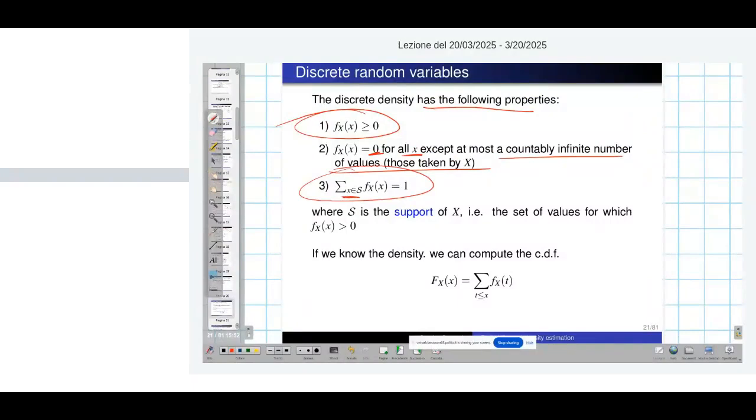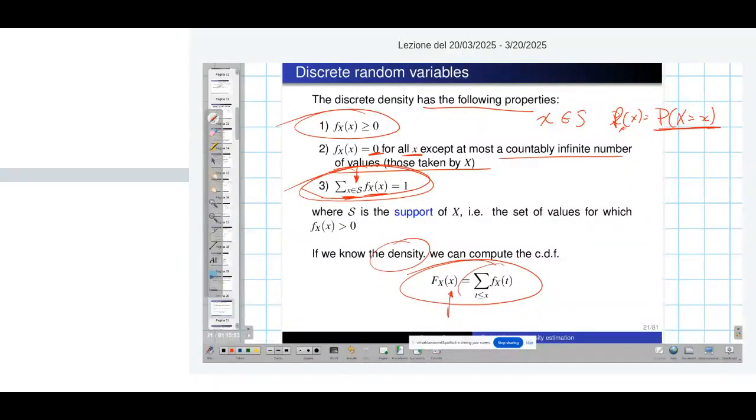And if we sum the values of the probability mass function over the whole support, then the sum will be 1. Remember that for each x in the support, this will be equal to the probability that the random variable takes exactly that value. So this is a set of probabilities that must add up to 1. So the sum over all the support must be 1. From the density, we can compute the cumulative distribution. The cumulative distribution up to x is obtained by summing the value of the density over all values t that are lower or equal than x.